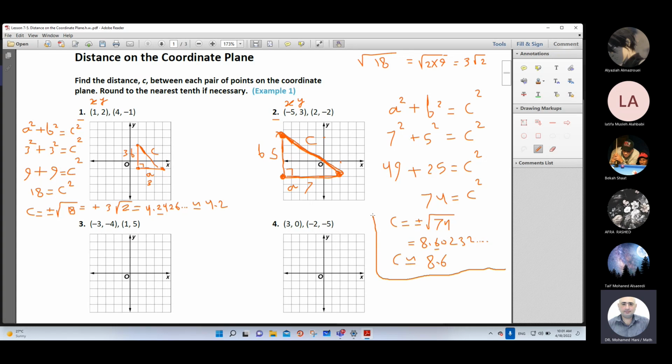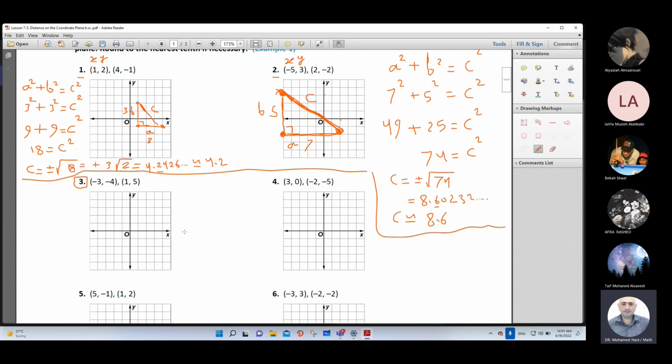Who has any question here? Right. I want all of you to start to solve number 3, please. You have 5 minutes. Then tell me what is the distance between the 2 points here. Start, please.